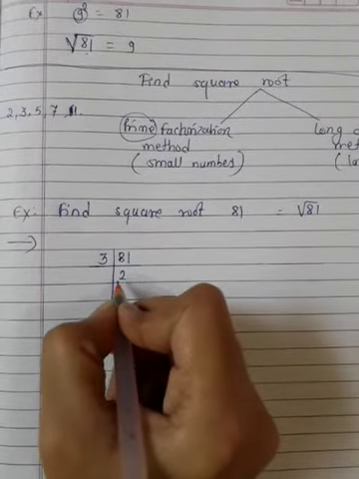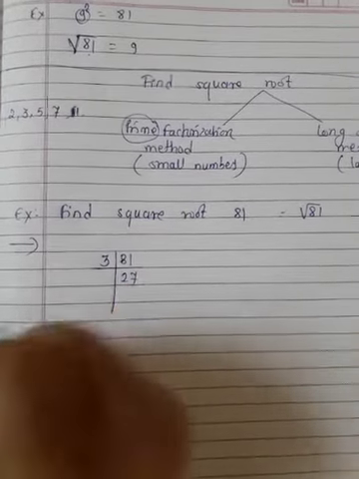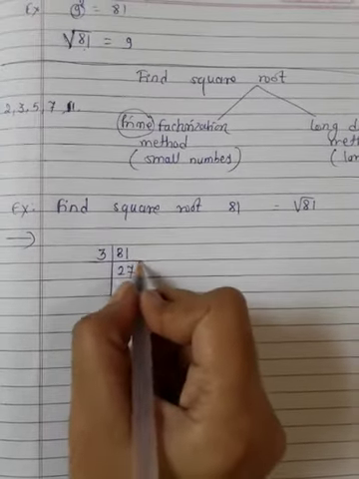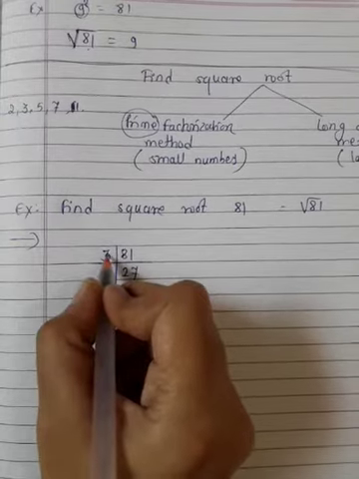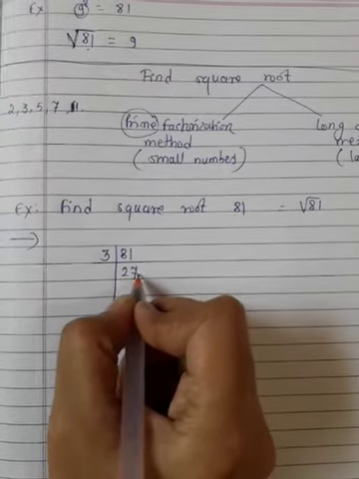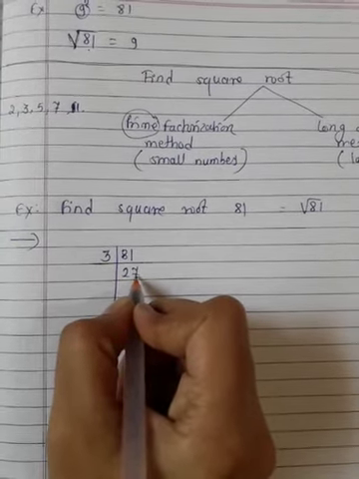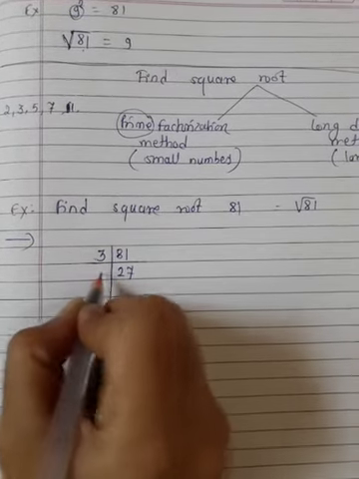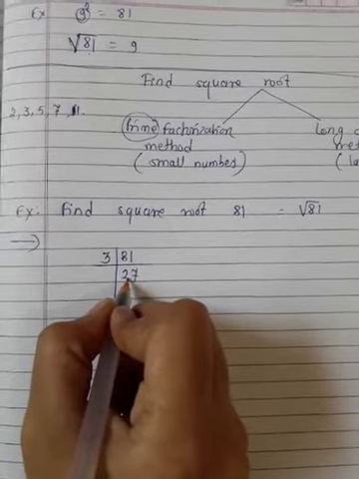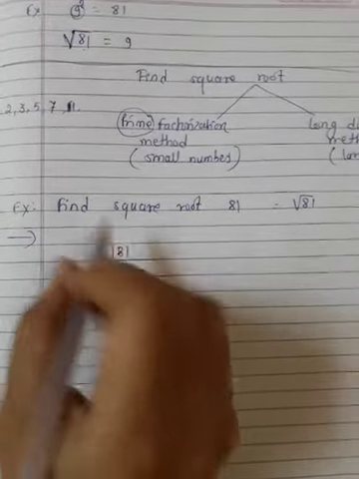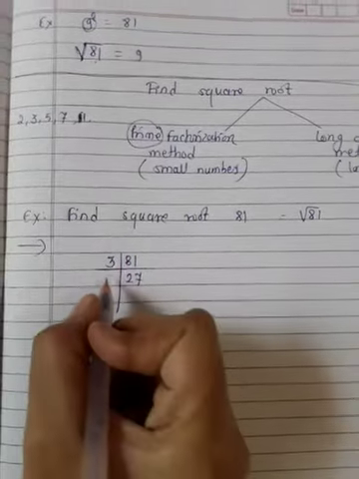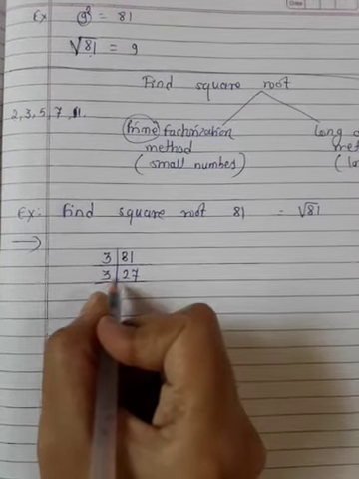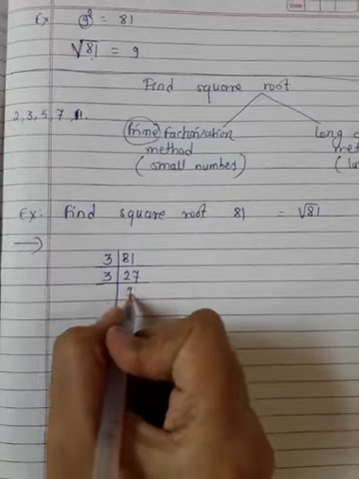3 2s are 6, and 3 7s are 21. So write the quotient here. When we divide 81 by 3, what will we get? 27. Now see, again divide this number by a prime factor. Which number divides 27? Again 3 divides 27. So write 3 here, and when we divide 27 by 3, we get 9.